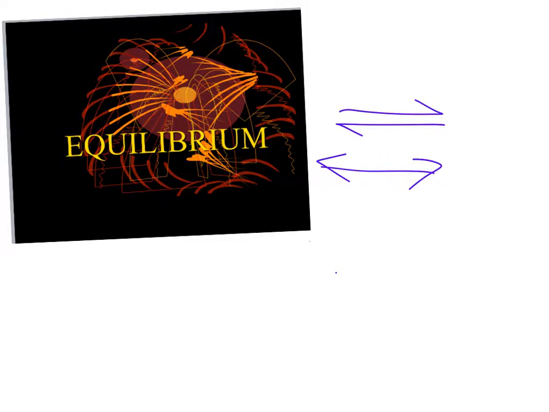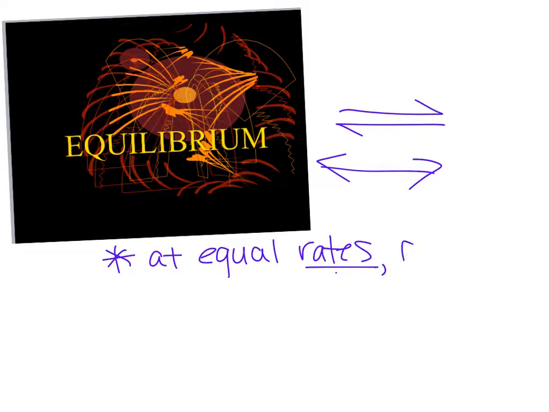Okay, so equilibrium we know is something that is going in the forward and the reverse direction. What is the key point though? Those things are happening at what? At the same time. Okay, so we're going to take it one step further and say at equal rates. So equilibrium means at equal rates, forward and reverse is happening.